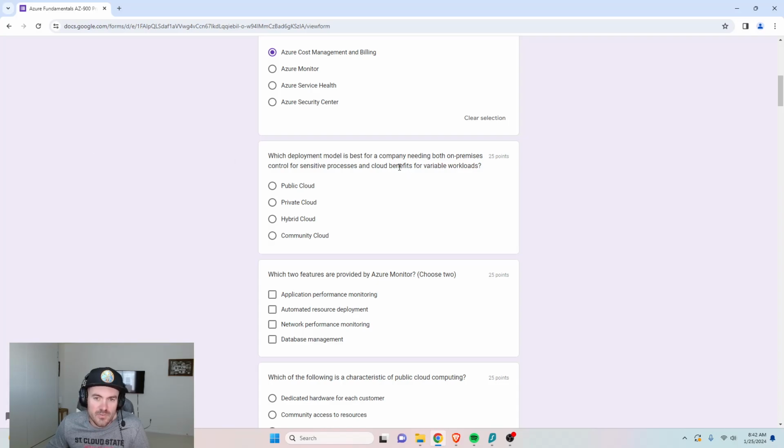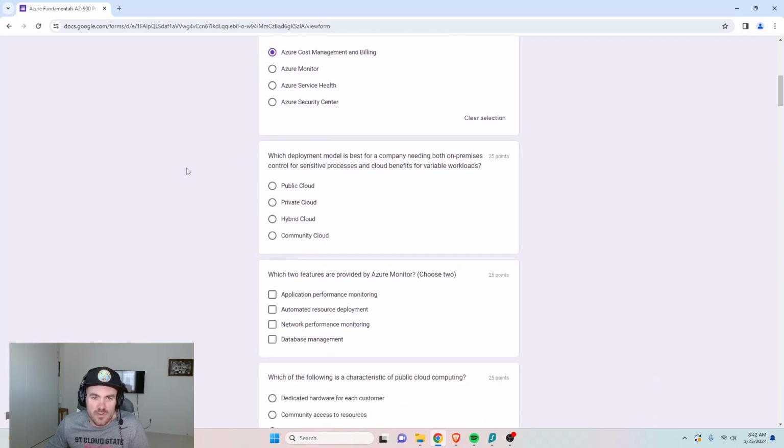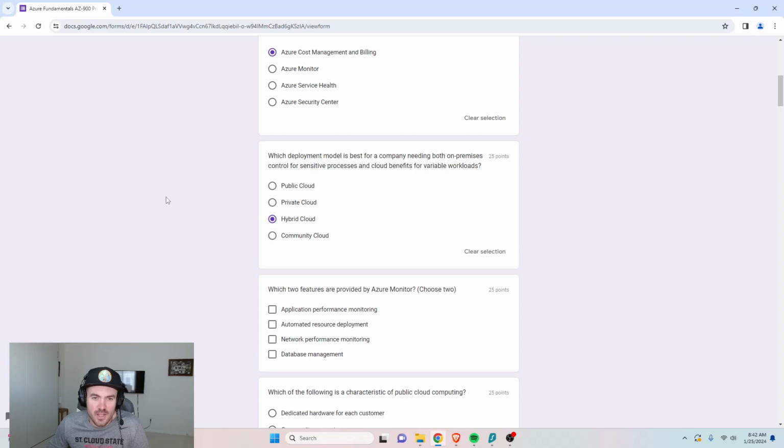All right. Which deployment model is best for a company needing both on-prem control for sensitive processes and cloud benefits for variable workloads? Well, we just got this question, didn't we? It's pretty similar here. Lucky for us, it was almost back to back. So yes, this looks like a hybrid cloud, right? We have some resources on-prem, and then we also have some resources in the cloud. Okay. All right.